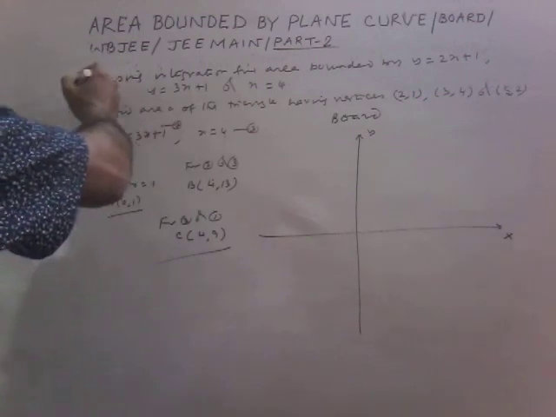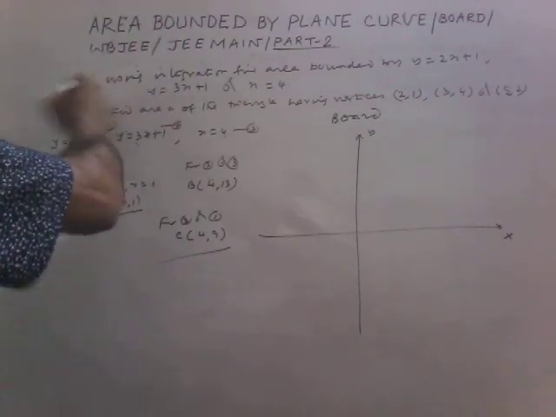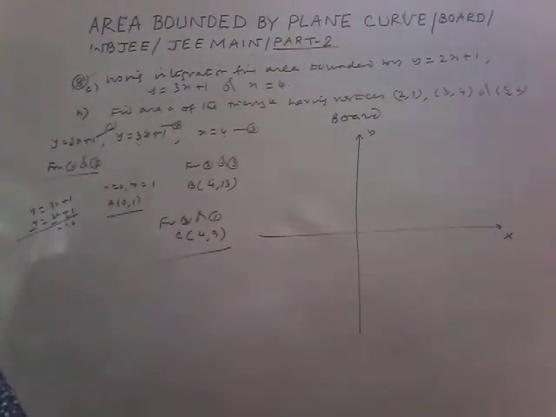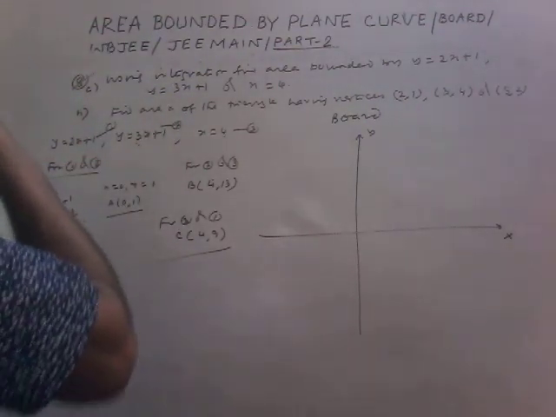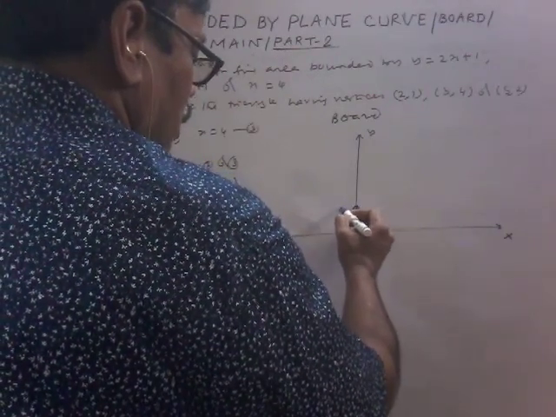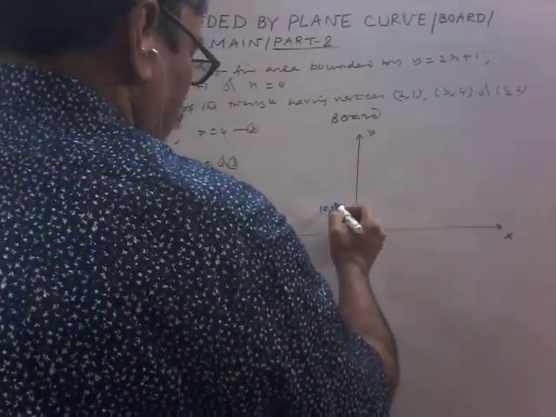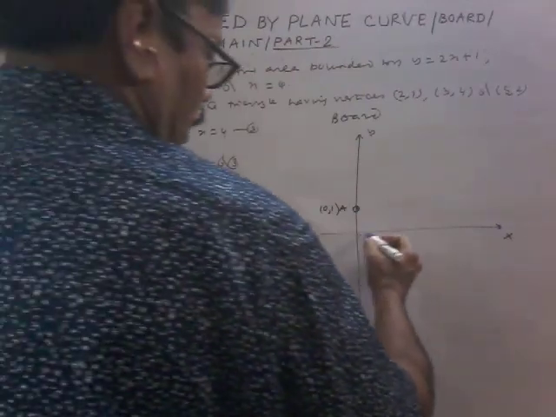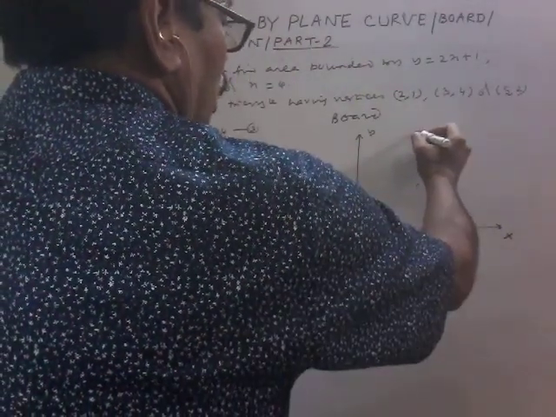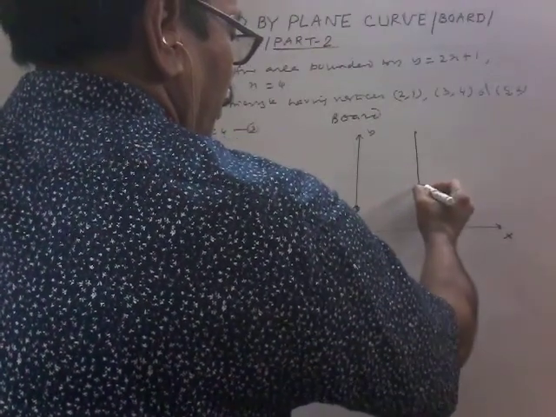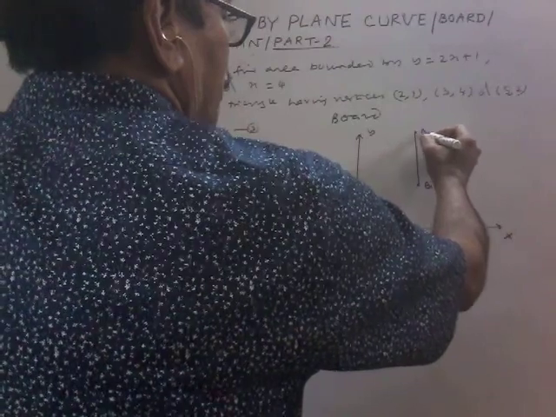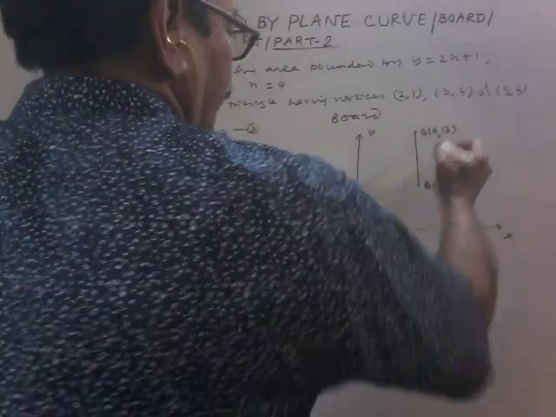So problem number 8a. If we solve these 1, 2 and 3, we get the point of intersection as 0, 1. So suppose this is A, 0, 1. This is 4, 9, and this is 4, 13. So this is B, 4, 9, and this is C, 4, 13.